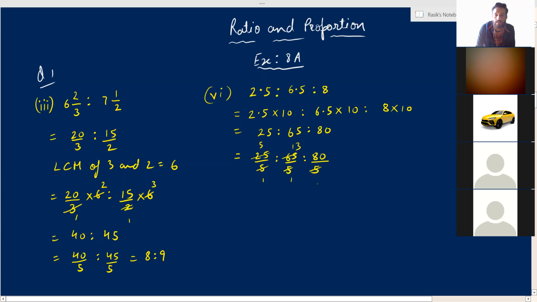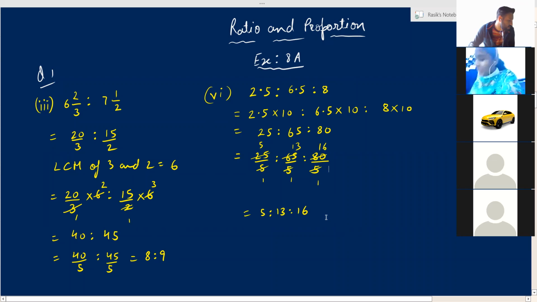Sir, 13, sir. 40. 5:13:16. Okay, answer. Got it. Oh sir, sorry sir. My answer was not correct. No problem, sir, corrected. Sir, 16. Sir, in a hurry, sir, I made the last mistake. Sir, 5:40, sir. It is 16, sir.